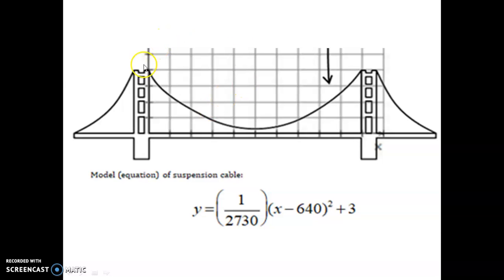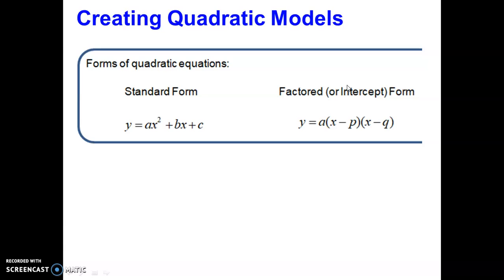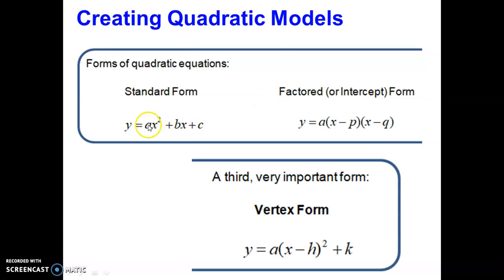We also talked about suspension bridges, and many other objects that are designed in our world of engineering have this kind of shape. So this has a parabolic shape. Therefore, we had a quadratic model that represented that cable. So three main types of quadratic models or equations we've looked at are standard form quadratics, factored or intercept form quadratics, and vertex form quadratics. So we've worked with each of these in detail. Today you're going to look at how to make a model in each of these forms when you're given some data points that are on a parabola.